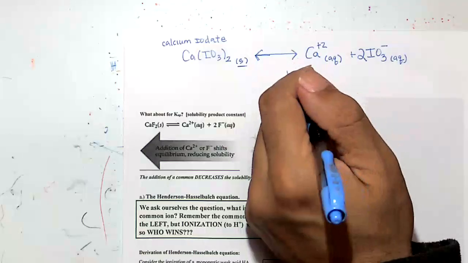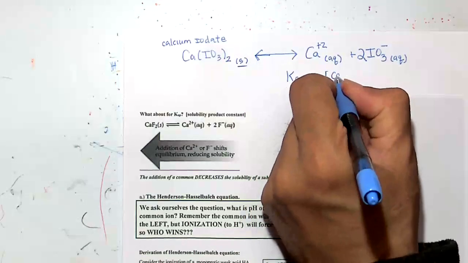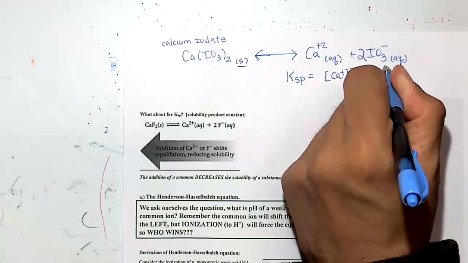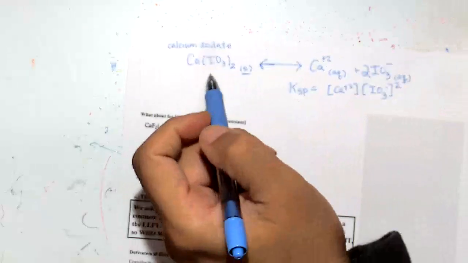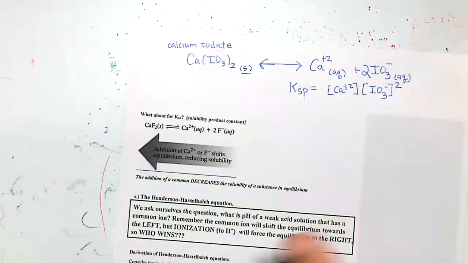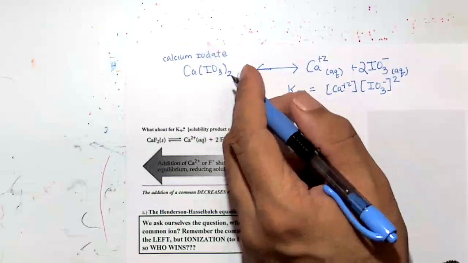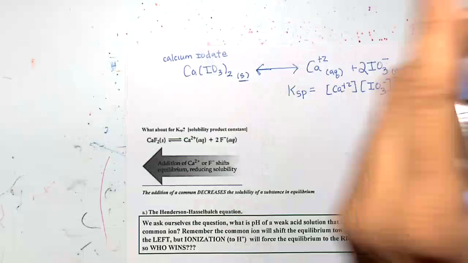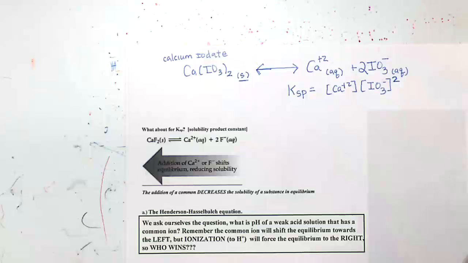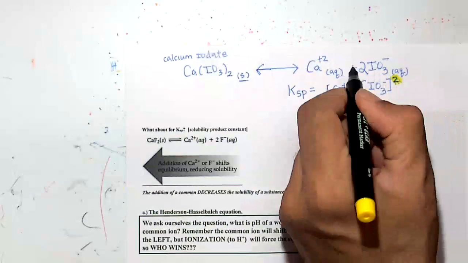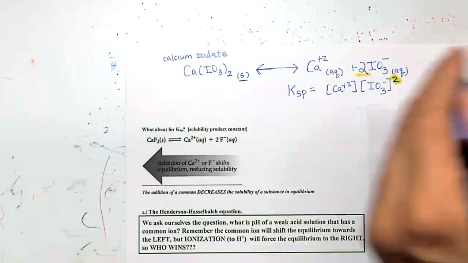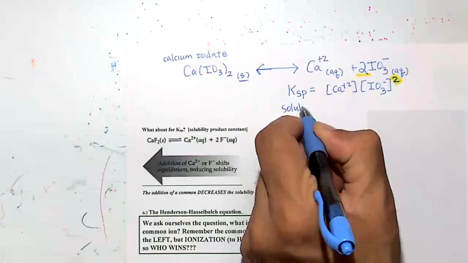And the KSP here is going to be the concentration of products over reactants, but we never touch solids. So this is the KSP constant for calcium iodate. Why did I put a square here? Because of the coefficient, yes. So this KSP is a new K we're talking about, and it's called the solubility product constant.